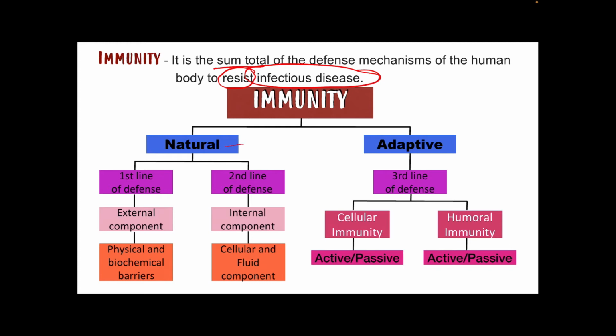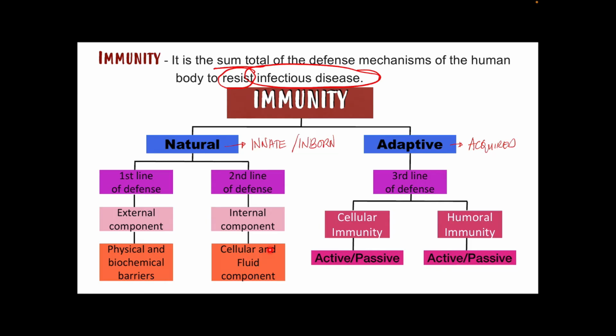For natural immunity, the other term for that is innate or inborn immunity. For the adaptive immunity, it is otherwise known as acquired immunity. The natural immunity is further divided into first line and second line of defenses. The first line of defenses includes the external component, which includes the physical and biochemical barriers of the immune system. For the second line of defense, we have the internal components, which include the cellular and fluid component of the immune system.